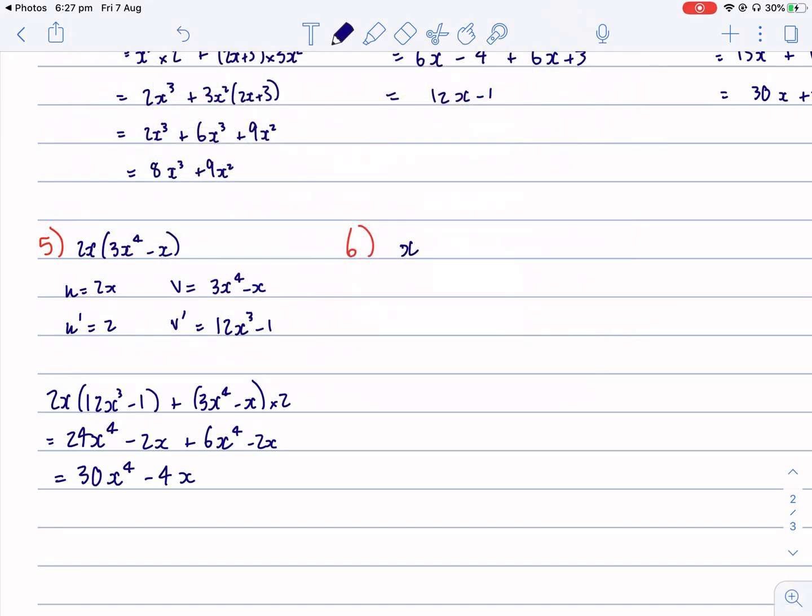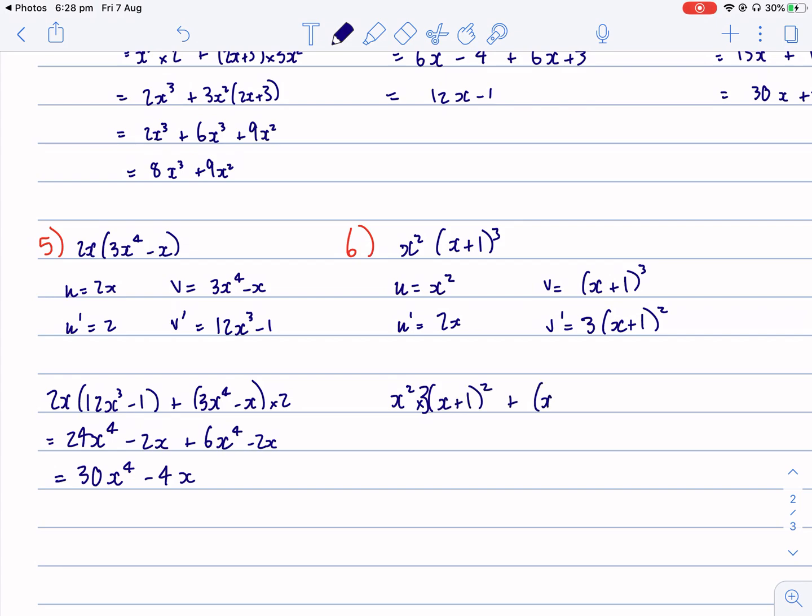Question 6. We've got x squared times x plus 1 cubed. u dash, v dash. u is going to be x squared, u dash is 2x. x plus 1 cubed gives me 3 lots of x plus 1 squared. I won't expand that. So I've got x squared times 3 lots of x plus 1 squared plus x plus 1 cubed times 2x.